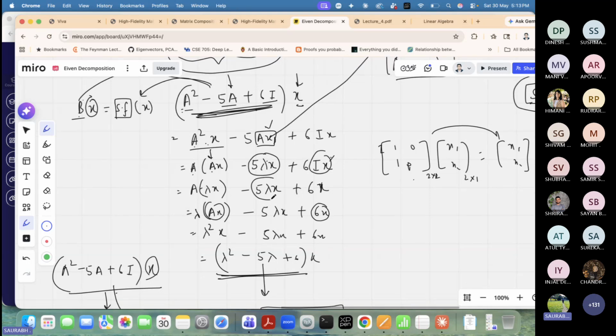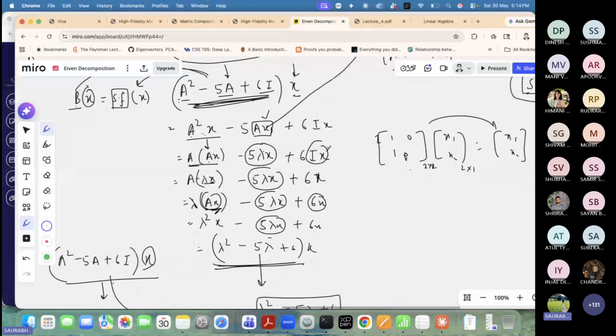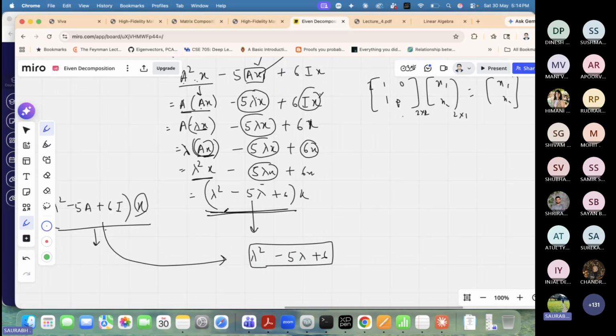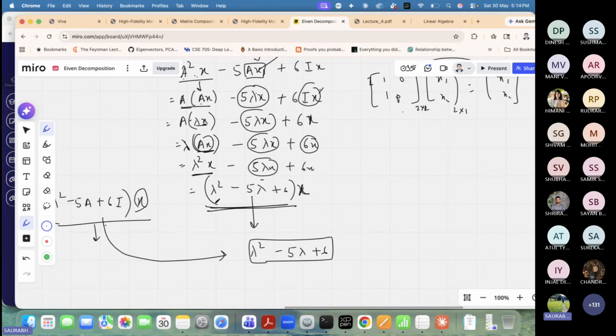Now this becomes 5 lambda x. This is what we have been carrying, 5 lambda, right? This A into x becomes lambda x. Now I have just taken the scalar out. Then it becomes A into x. Ax is already lambda x, so this becomes lambda square x. Now we take x common. It becomes lambda square minus 5 lambda plus 6.